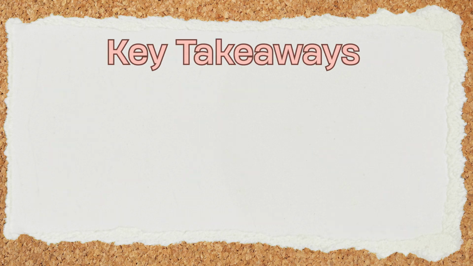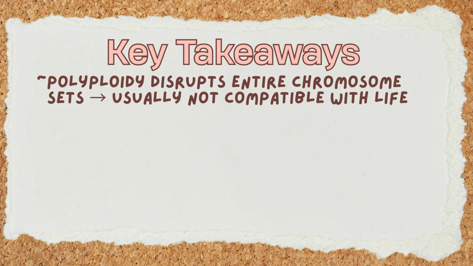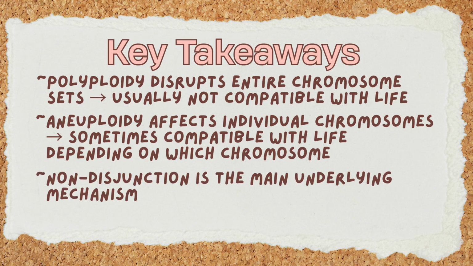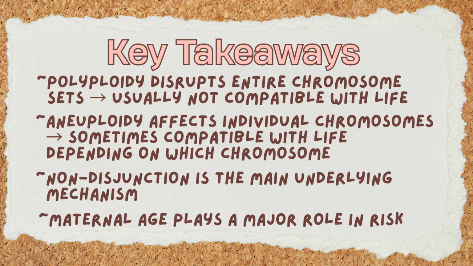Now let's put all this information together. If you step back, the big picture is this. Polyploidy disrupts entire chromosome sets, so it's usually not compatible with life. Aneuploidy affects individual chromosomes and is sometimes compatible with life depending on which chromosome. Non-disjunction is the main underlying mechanism of aneuploidy, and maternal age plays a major role in risk. And that's your review.